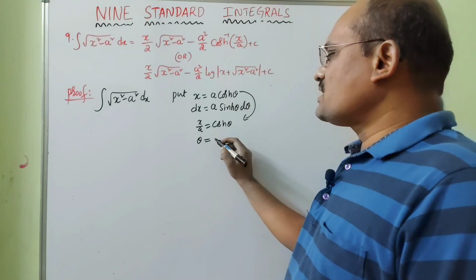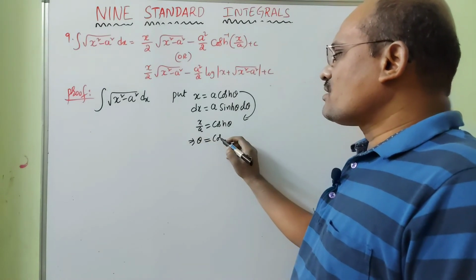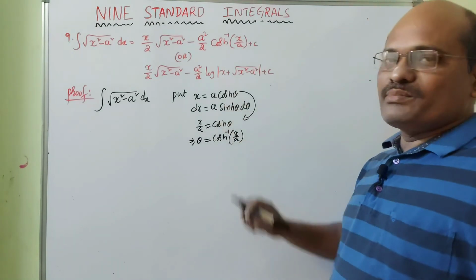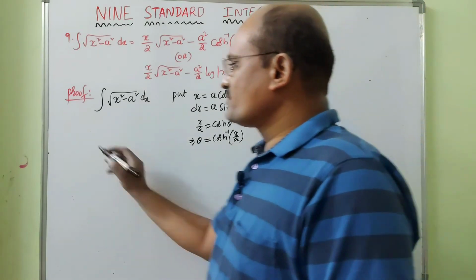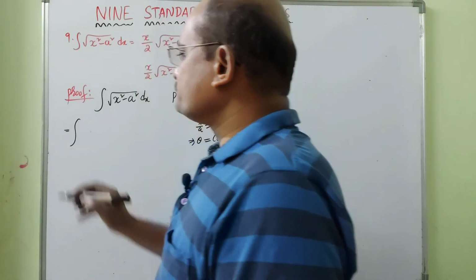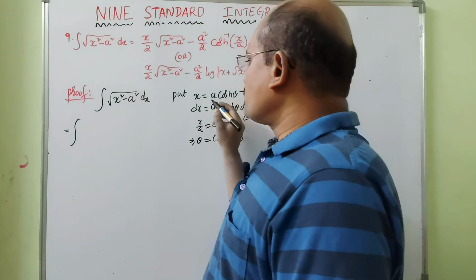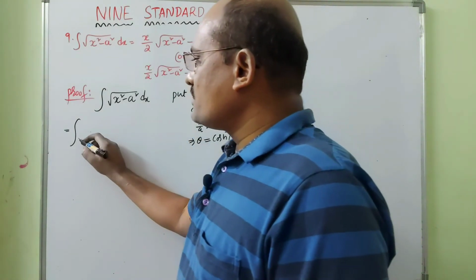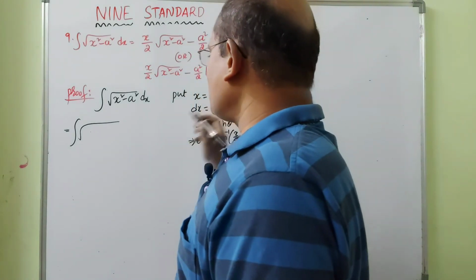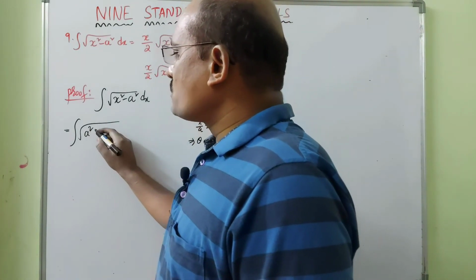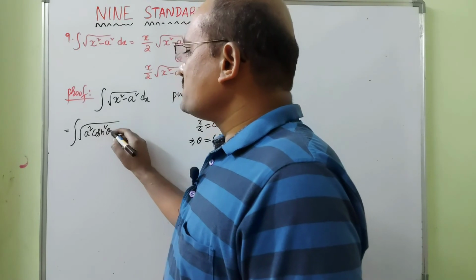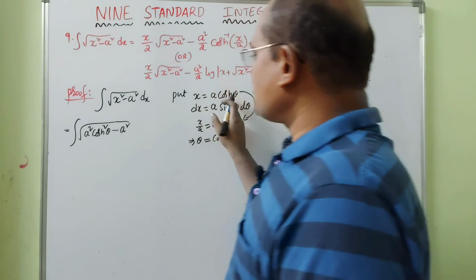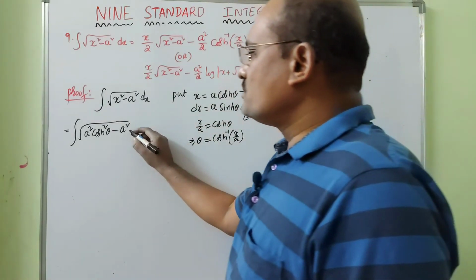From this, theta can be written as cosh inverse of x by a. H means hyperbolic cos. Now substitute x equal to a cosh theta, dx in the given integral. Root of x square is a square cosh square theta minus a square, this is x square, into dx.